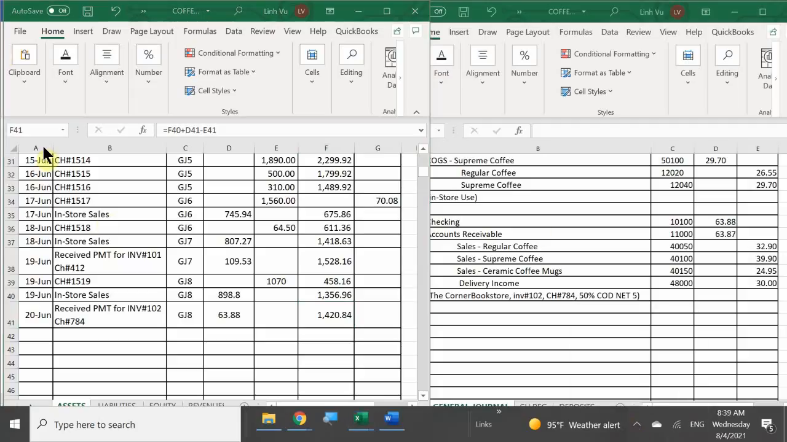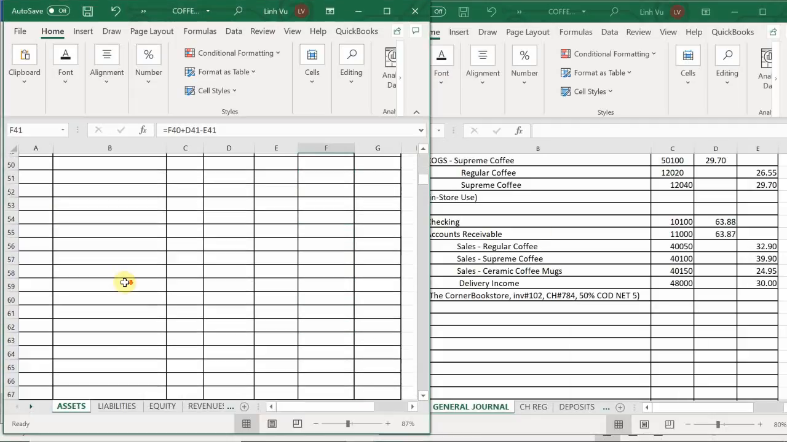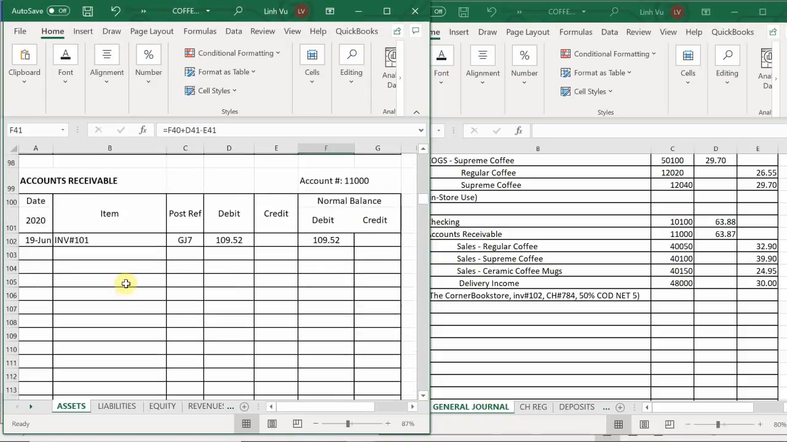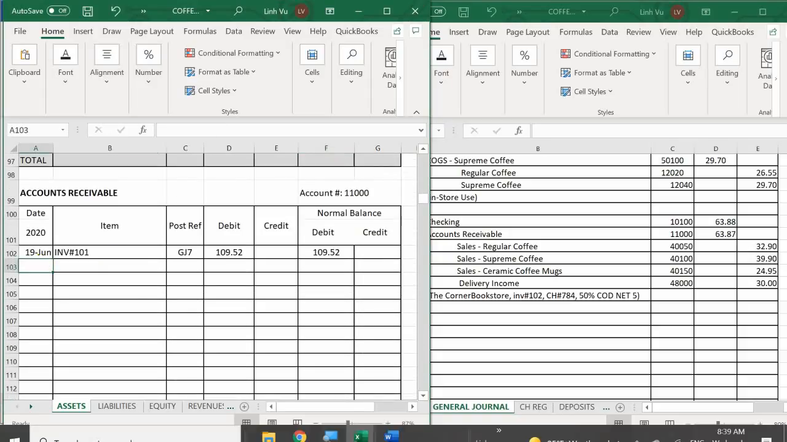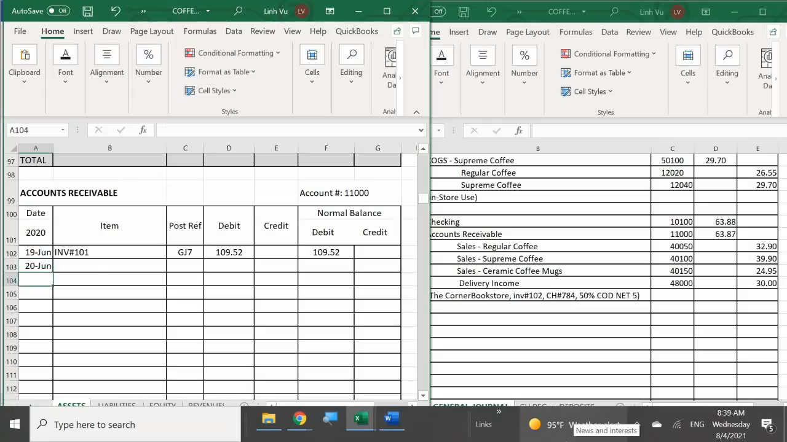Then you need to log your accounts receivable. Go just a couple tables down, accounts receivable. You're going to put the date. The invoice number is 102, General Journal number 8. The amount is $63.87. Good. Oh, okay, that's right.